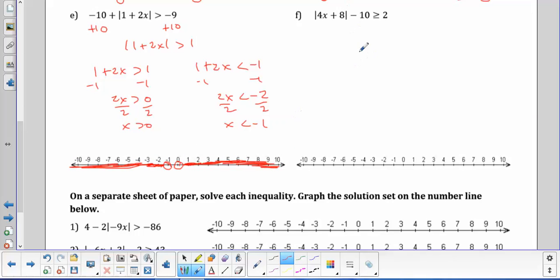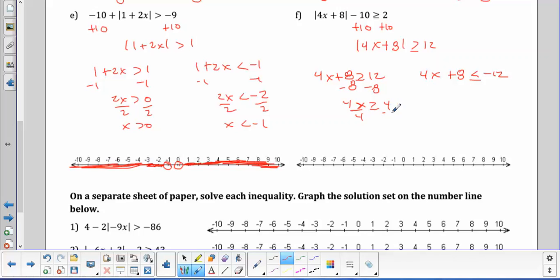And the last one. That's the absolute value of 4x plus 8 minus 10 is greater than or equal to 2. Get this 10 out of the way. Get those bars by themselves. Okay, we get greater than or equal to 12. Once again, set it equal to the same, and do the other one to the opposite and change the sign. Alright, 4x plus 8. Let's subtract this 8. We get 4x is greater than or equal to 4. Divide.